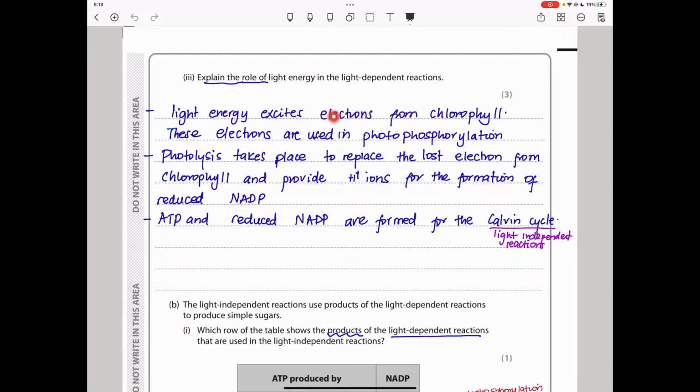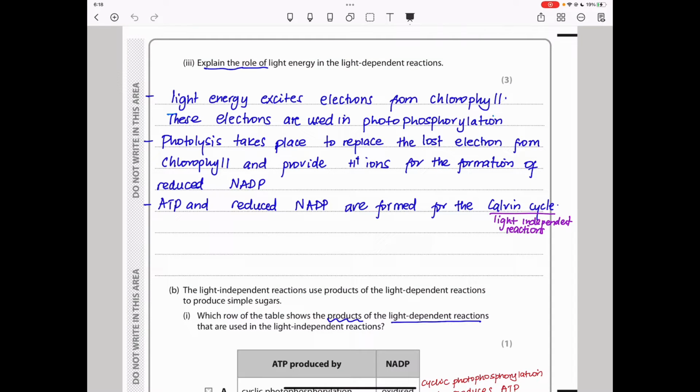Light energy is used to excite electrons from the chlorophyll molecules, and these electrons are going to be used for phosphorylation as they travel from a higher energy level through either cyclic photophosphorylation or non-cyclic photophosphorylation. They will be used in the formation of ATP. The light is also going to be used to carry out photolysis of water. Here, the electrons are provided that can replace the electrons that were lost from the chlorophyll molecules. Also, the hydrogen ions are going to be used in the reduction of NADP. So the ATP and the reduced NADP are therefore going to be used in the light-independent reactions of the Calvin cycle.